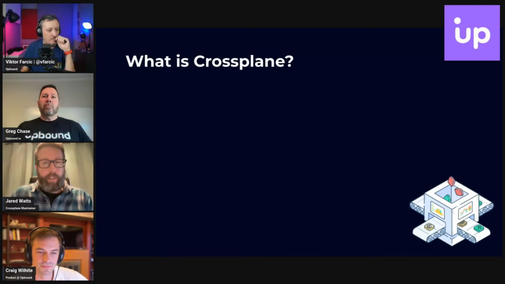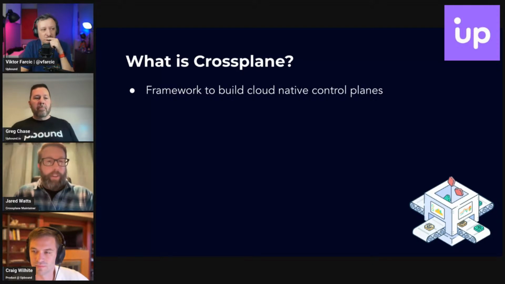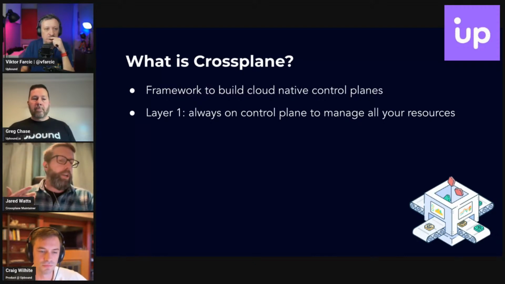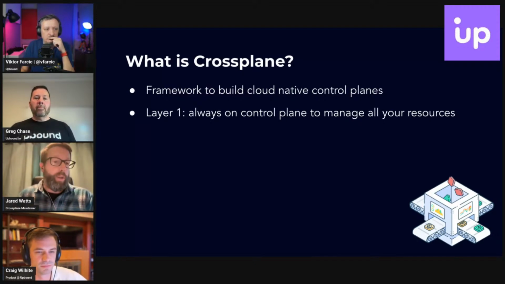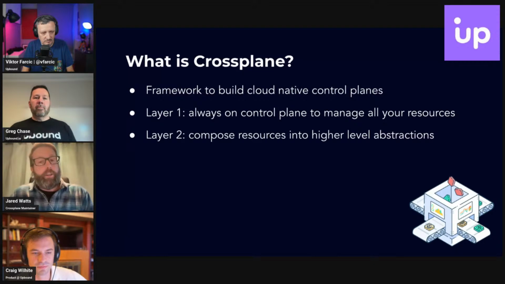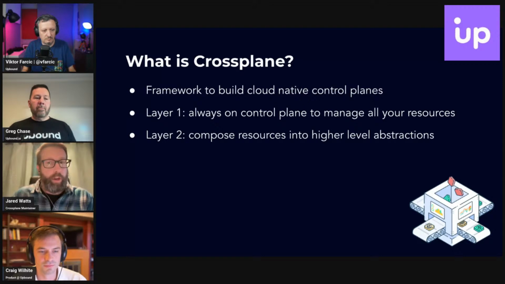So the way I like to think about Crossplane is that it's a framework to build your own cloud native control plane. I like to think of it in two layers. The first layer is that it's a control plane that's managing basically all of your infrastructure. You declare the resources you want, and the always-on control plane will create them, keep reconciling them, managing them, keeping them healthy. Arguably more interesting, though, is layer two, where you could take those resources and compose them together into higher-level custom abstractions. Granular infrastructure resources aren't that useful just by themselves. So they're a lot more powerful when they're combined together.